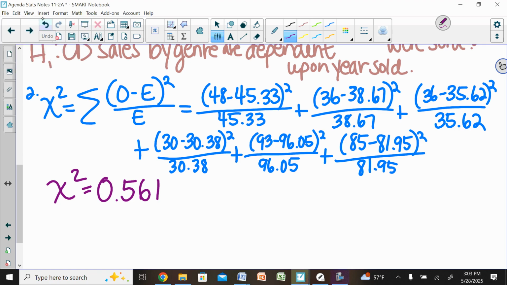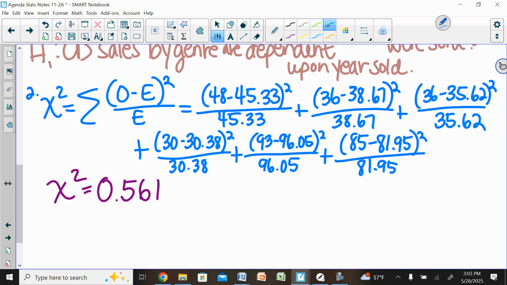How are your chi-square calculations coming along? I wrote out my whole thing. I calculated it all. I ended up with a chi-square value of 0.561. Pretty tiny, right? So that indicates that, I mean, maybe we're not going to reject H sub O, which means that the sales are independent. But let's look at this.